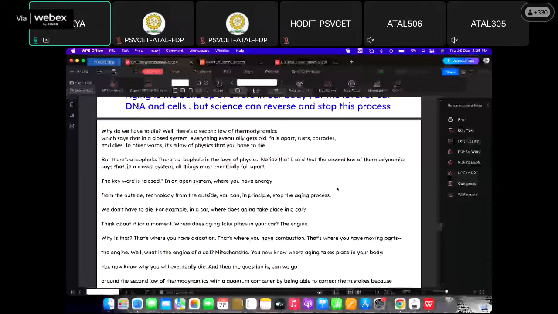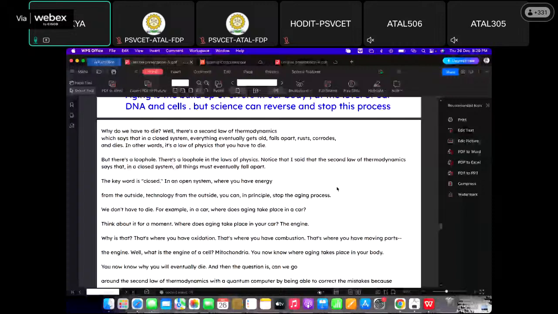But there is a loophole. There is a loophole in the law of physics. Notice that I say that the second law of thermodynamics says that in a closed system, all things must eventually fall apart. The key word is closed. In an open system where you have energy from the outside, technology from the outside, you can in principle stop the aging process. We don't have to die.